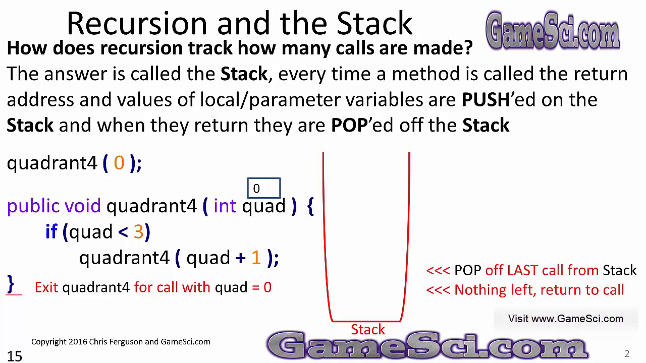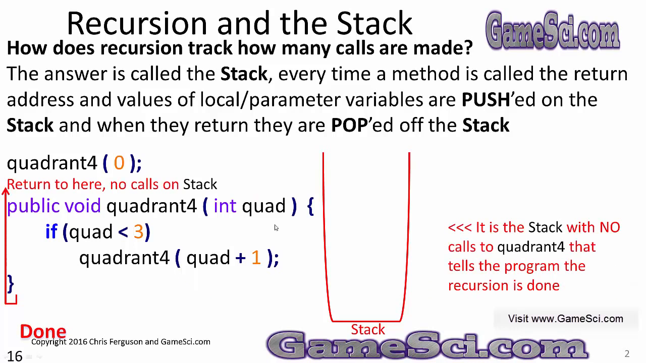So if there are no more calls to quadrant 4 on the stack, it's time to return to the original call to quadrant 4. So we'll return to here. There's no calls left on the stack. It's the stack with no calls to quadrant 4 that tells the program that the recursion is done.